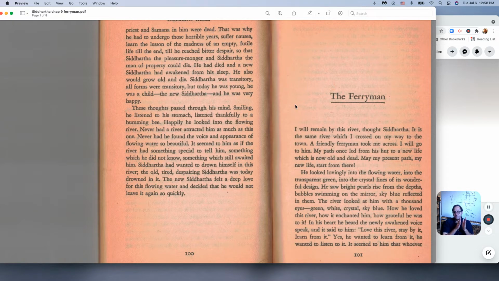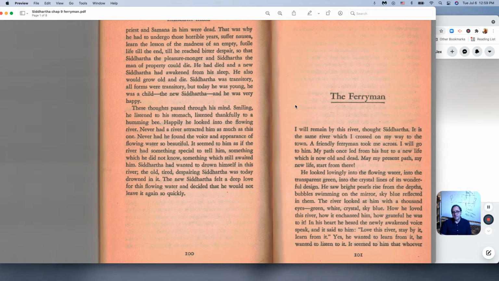Look at the time sequence of this. My path once led from his hut to a new life. But that life is now old, right? To that new life, which is now old and dead. So it went from here to here. That life is dead, and now I'm here. And I'm back to that river, that circle of return, right? May my present path, my new life, start from here.